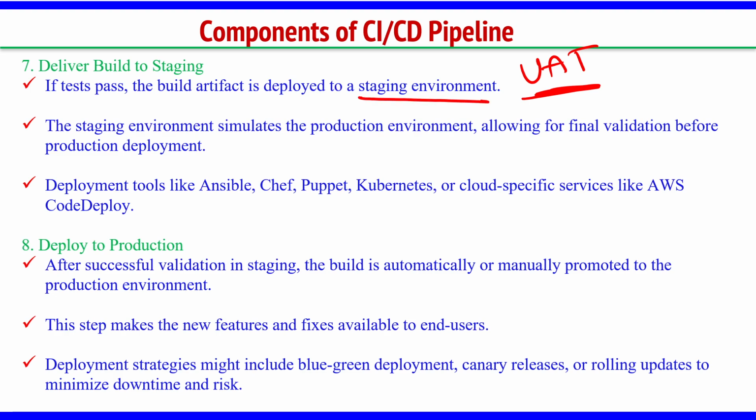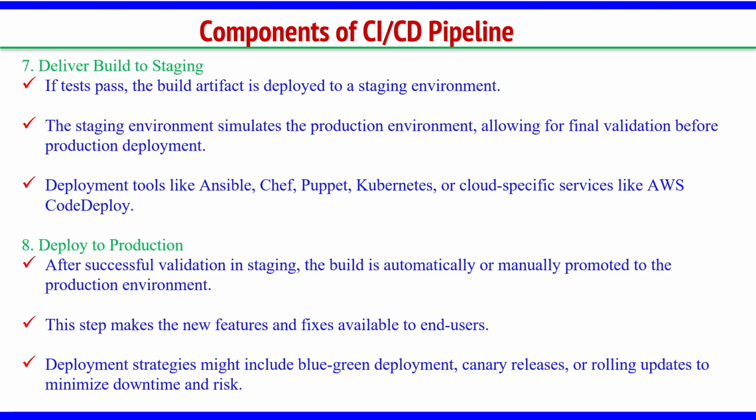The staging environment simulates the production environment. It is the same as production, allowing for final validation one time before the production deployment. Before making the application live, staging is a blueprint of the production. Deployment tools like Ansible, Chef, Puppet, Kubernetes or cloud-specific tools like AWS CodeDeploy are used. We use these tools for deploying.